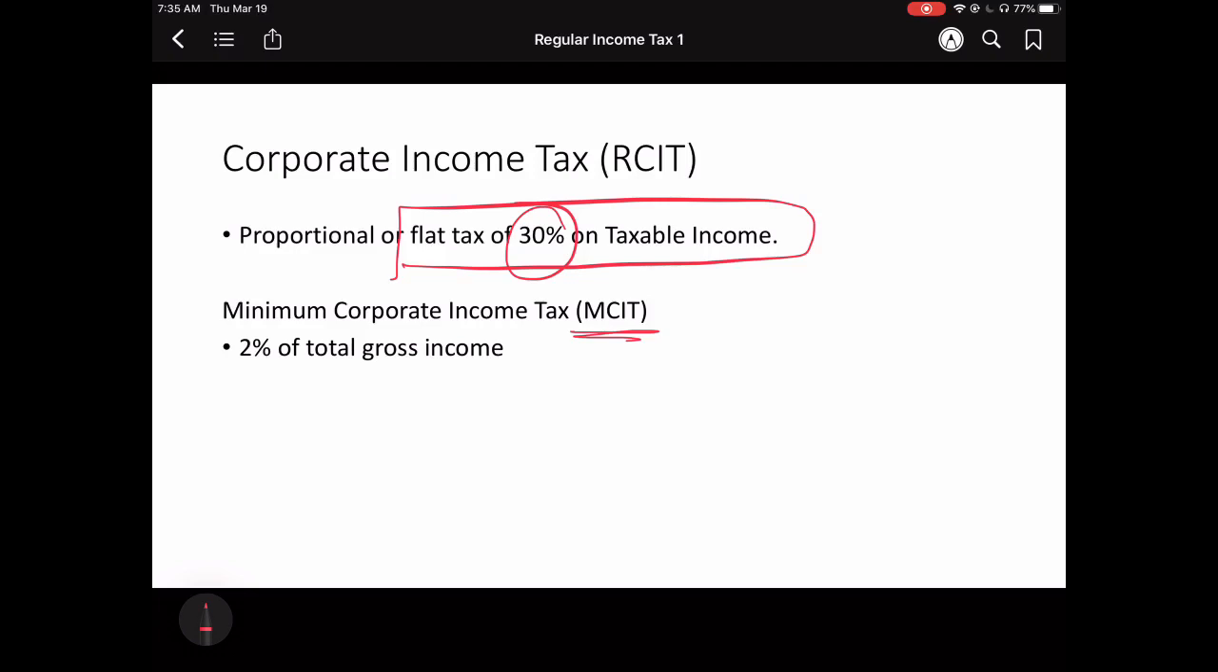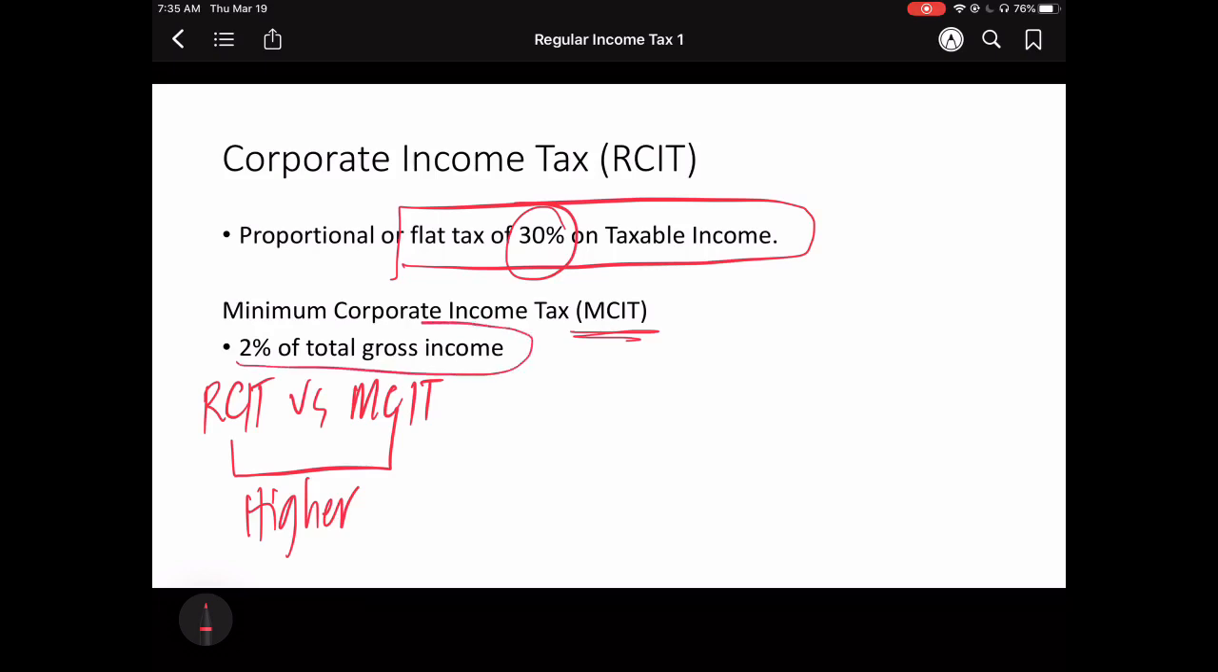Meaning, we are going to compare the RCIT versus the MCIT, whichever is higher. If the MCIT is higher, then the MCIT is what you pay, because it is the minimum tax. If the RCIT is higher, then that is what you pay, based on the taxable income of the corporation. Again, back to the basic principle, the BIR wants to collect as much money as possible. That is why we have the MCIT. The basis of MCIT is 2% of the gross income.